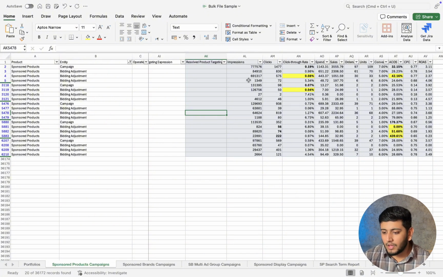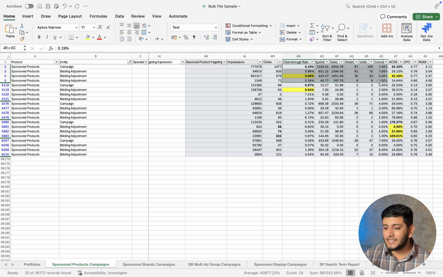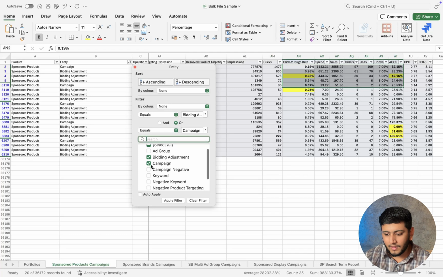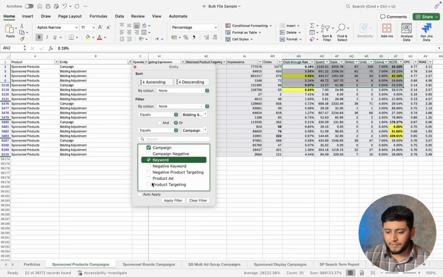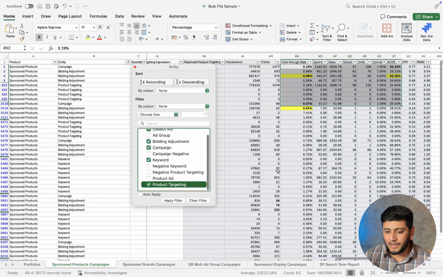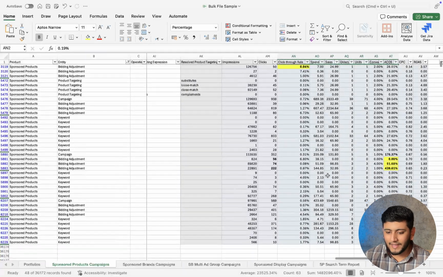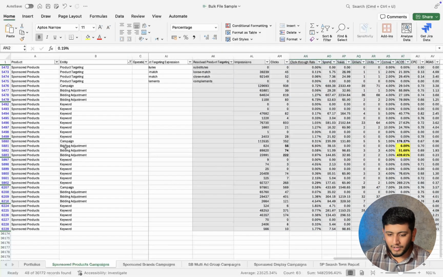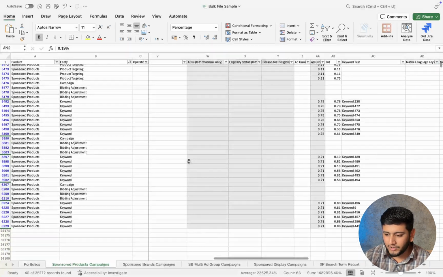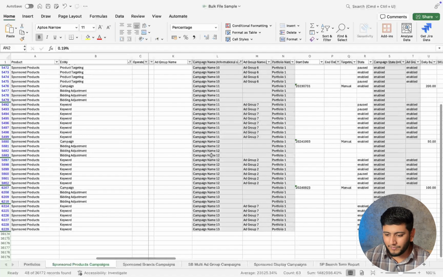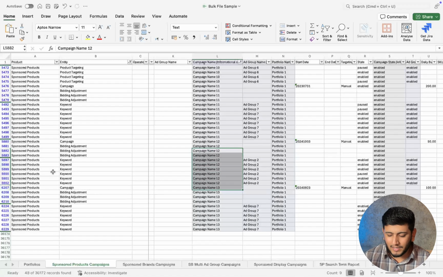So now we have solved two cases where we can take our actions. Let's deep dive into the third one. The third one is keyword and product targeting. I will apply this filter, and then again I will make sure that for these campaigns we are showing in the correct sequence. Yeah, we are showing in the correct sequence.